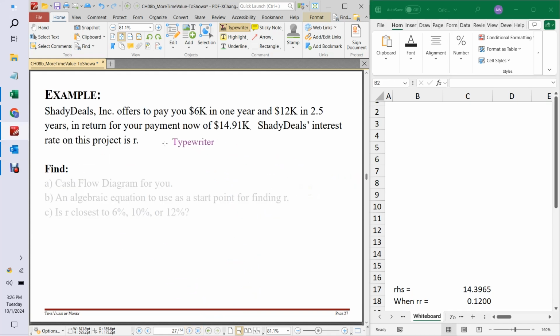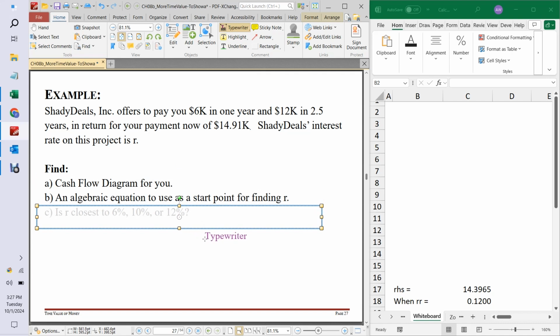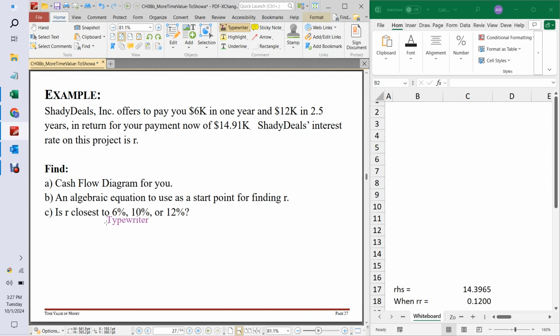Okay, let's look at another example with Shady Deals Inc. So they're offering to pay you $6,000 1 year from now and $12,000 2.5 years from now in return for your payment of $14.91 thousand. So Shady Deals' interest rate on this project is R. Let's see if we can find for this one a cash flow diagram for you, an algebraic equation to use as a start point for finding R, and then is R closest to 6%, 10%, or 12%. So R, of course, as usual, is the annual compound interest rate for this deal.